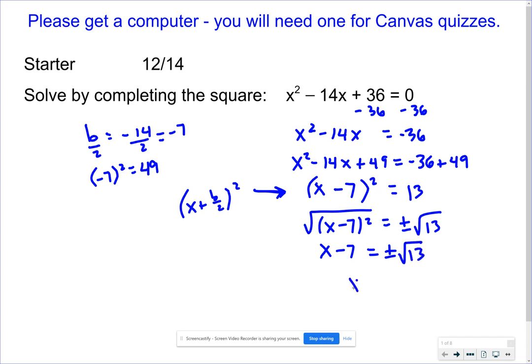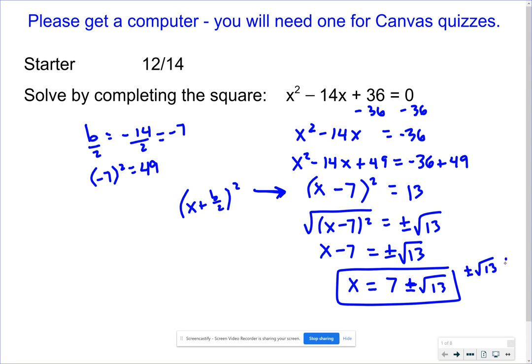To get the x by itself, we have to add a 7. Notice the location where we're putting the 7. So we're going to do 7 plus the square root of 13 or 7 minus the square root of 13. We're just going to leave that 7 right in front of the plus or minus. You could write it the other way, plus or minus square root of 13, and then add your 7 back here. But we usually put it in front of the plus or minus sign. It's just more common to do that.